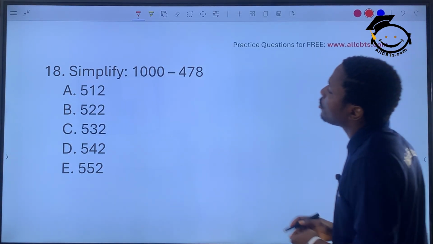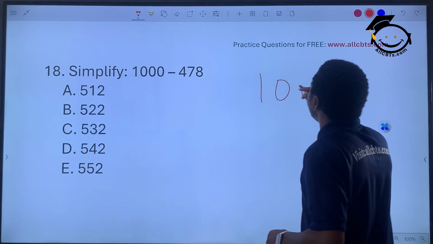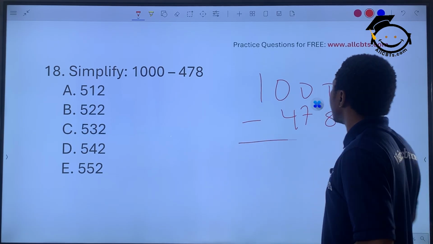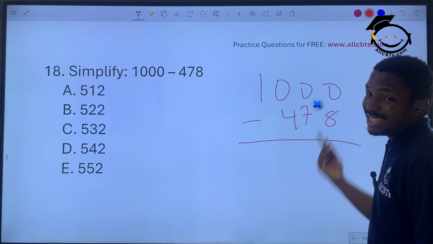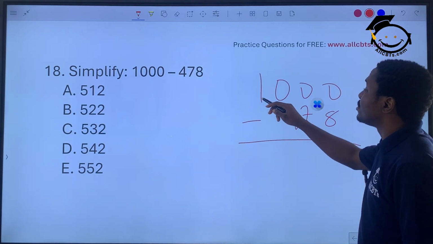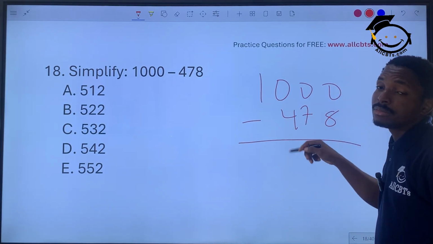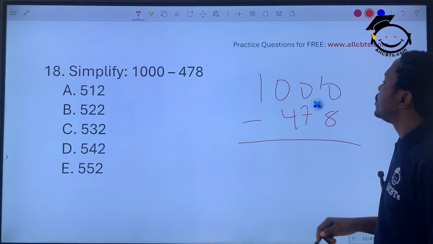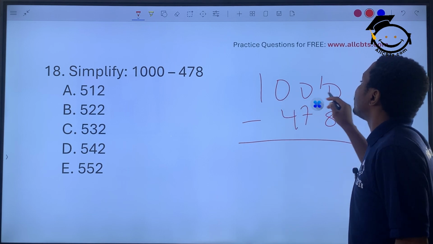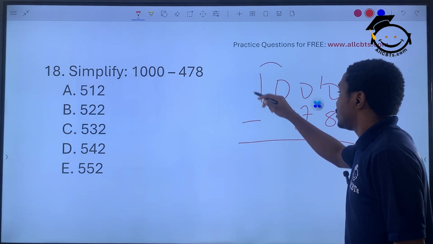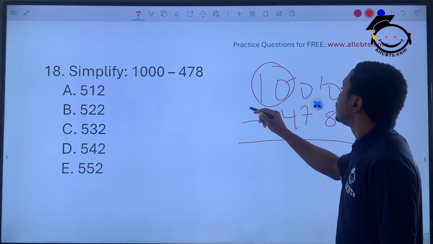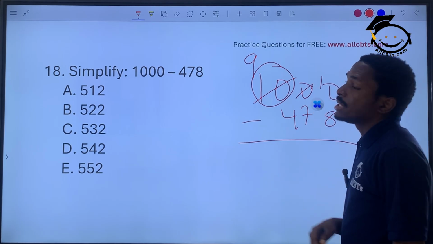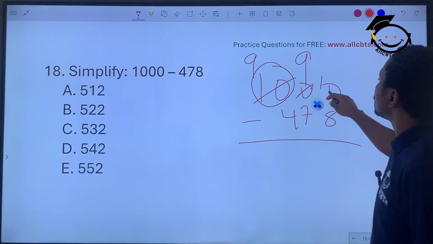18. Simplify 1000 minus 478. Okay. Now this is simple as well. So let's move our 1 from here because you cannot subtract 8 from 0. So we'll move our 1. Once we have moved our 1 from here, we remove 1 from 10. Remove 1 from 10. What is left here? This is 9. We put that 1 here, we remove 1 from here. What is left here? 9 as well. So this one is now 10.